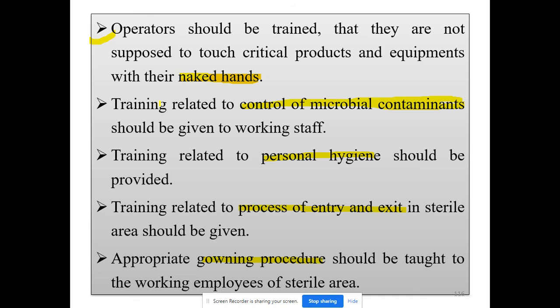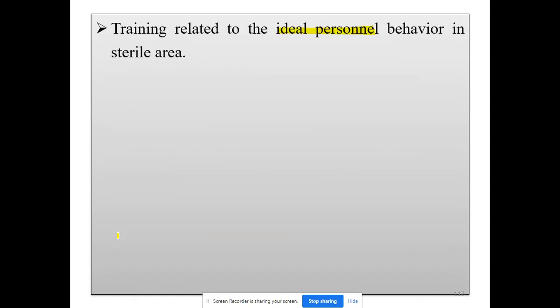Second, training should be given to the working employees in order to control the microbial contaminants. Third, training should be given in concern of personal hygiene. Fourth, training should be given for the process of entry and exit in the sterile area. Fifth, appropriate gowning procedures should be taught to the working employees of the sterile area. And lastly, training related to the ideal personal behavior should be given to the employees who are working in the sterile area.